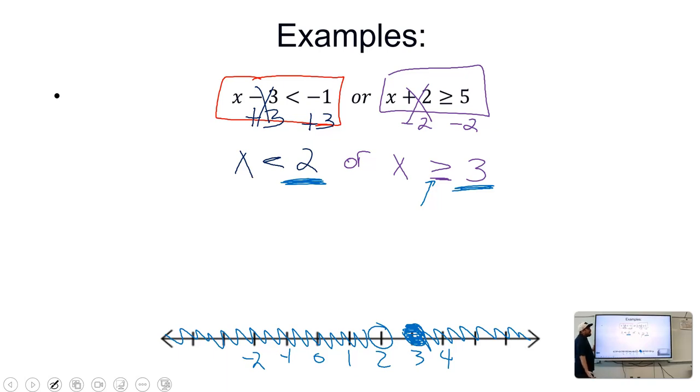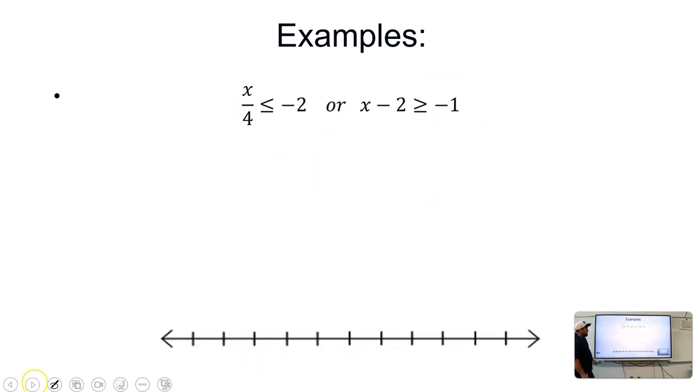Basically what this means is you have to choose any x that would be smaller than 2, but not including 2. Or any number bigger than 3, but you could include 3. So you would pick any one of those numbers, smaller than 2, or bigger than 3, and that would be an answer or a solution to this inequality.